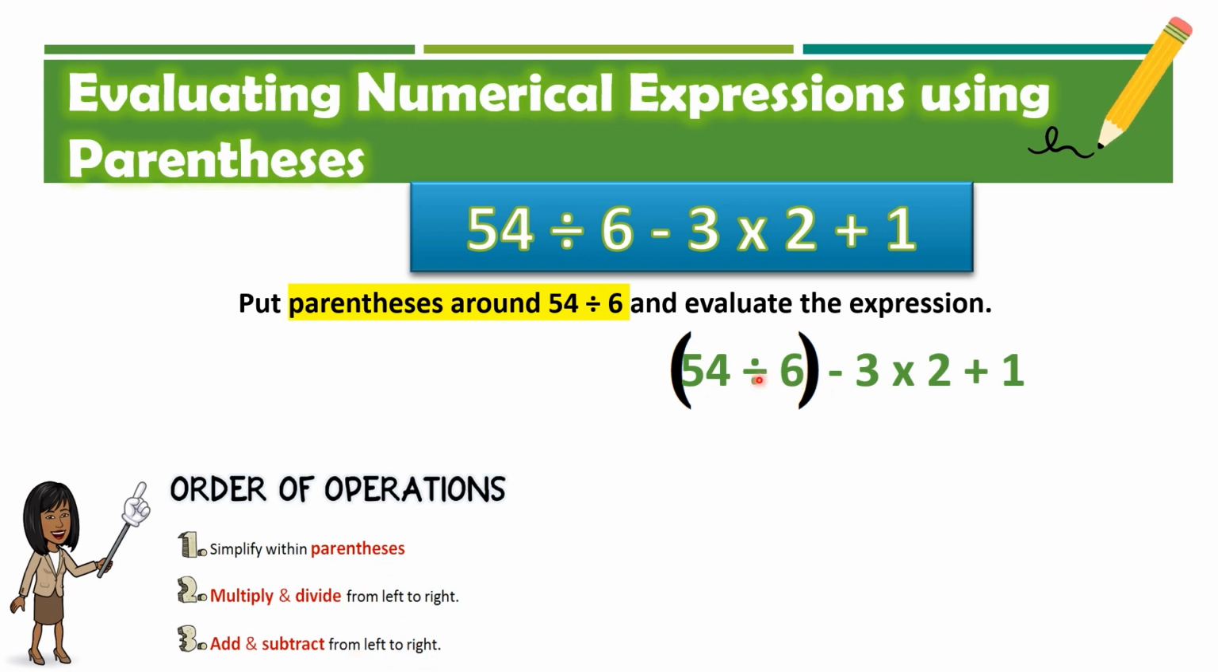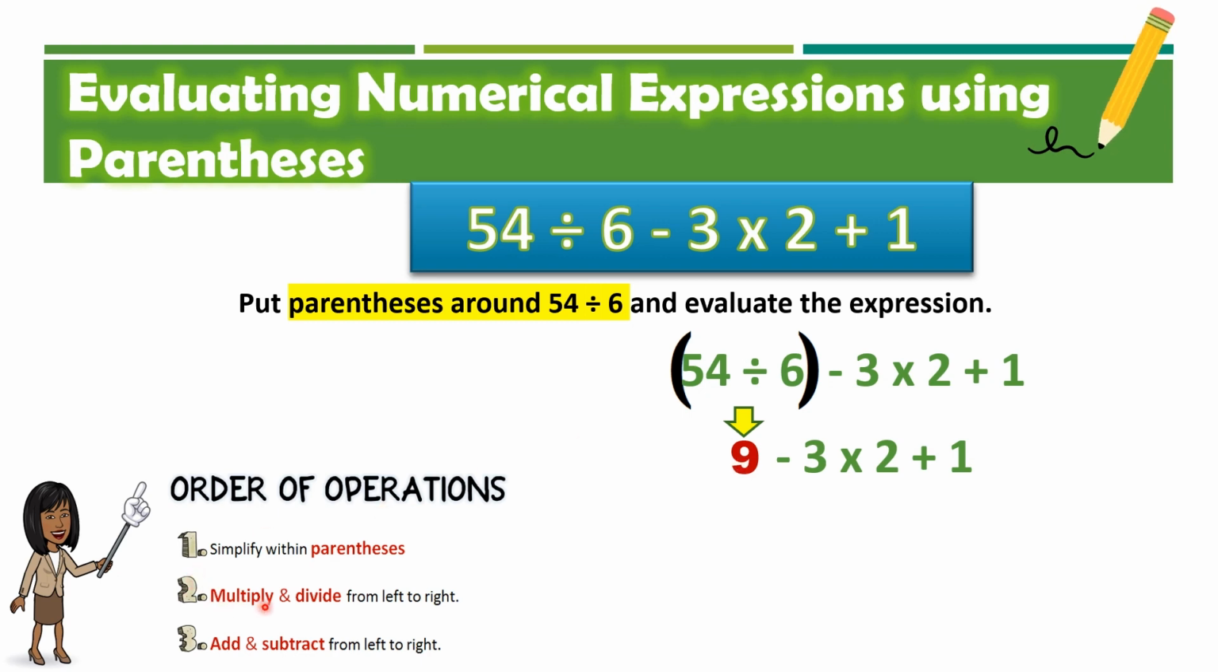So now I'm going to first simplify what is in the parentheses. 54 divided by 6, my answer will be 9. Now that I have the 9 there, I can bring down the other parts of the expression. So now I have 9 minus 3 times 2 plus 1, because now the 9 takes the place of 54 divided by 6.